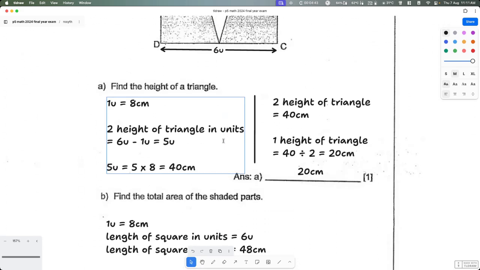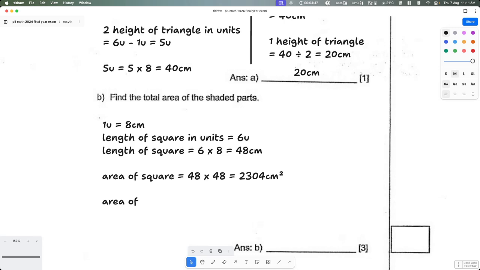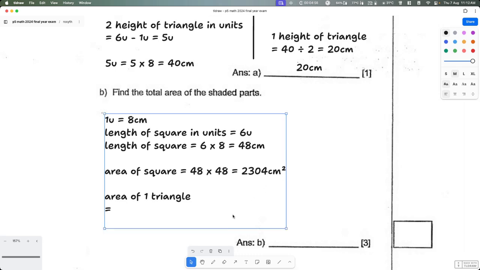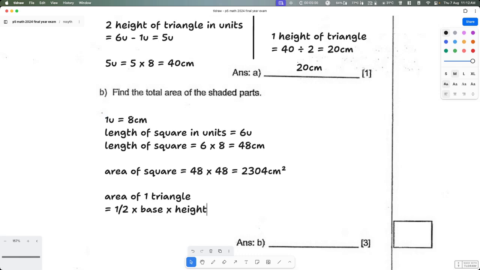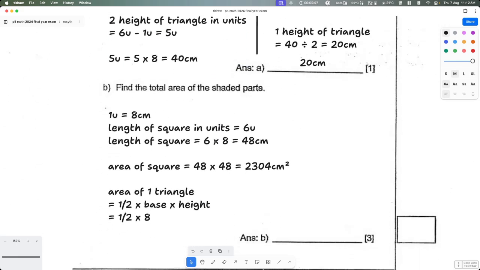The next thing is you want to get the area of the triangle. For one triangle, we know the height of the triangle is 20 centimeters. So it's half times base times height. We know the base is 8 centimeters, and the height itself is 20 centimeters. This will be 80 centimeters squared.